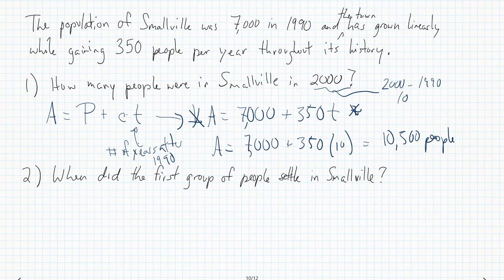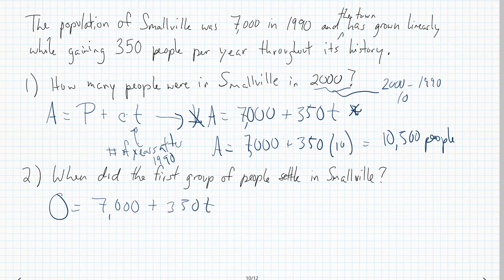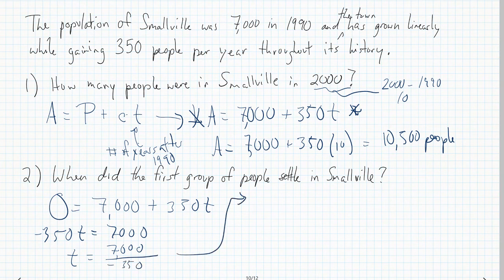When did the first group of people settle in Smallville? So the way we go about solving that, the first group of people, we'd have to figure out what t is, right? And what value are we taking in order to get there. So if we put 0 equal, because that's right before everyone settles there, 0 equals 7,000 plus 350t, we can solve for t. Notice you get negative 350t equals 7,000. So divide both sides by negative 350, so t equals 7,000 over negative 350. Notice there's a negative value. That's going to be important here in just a second.